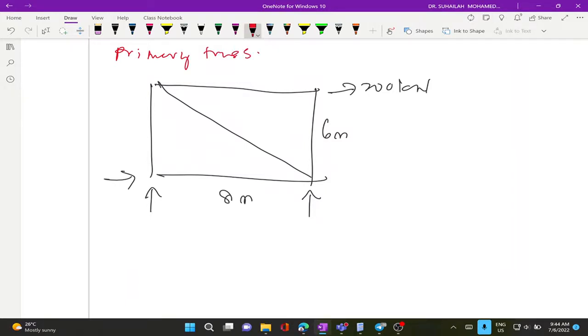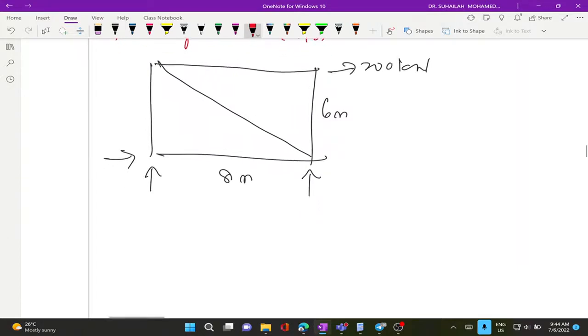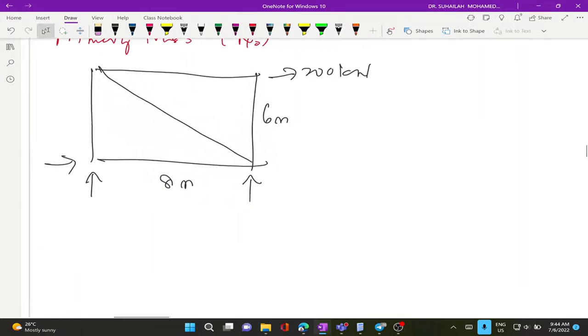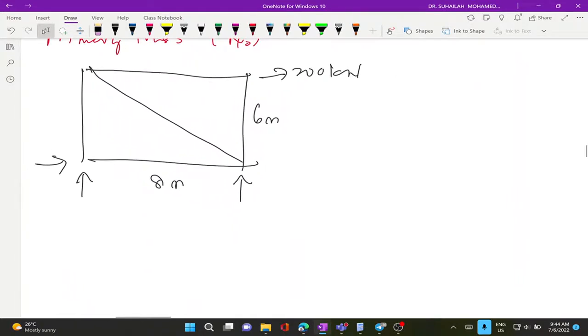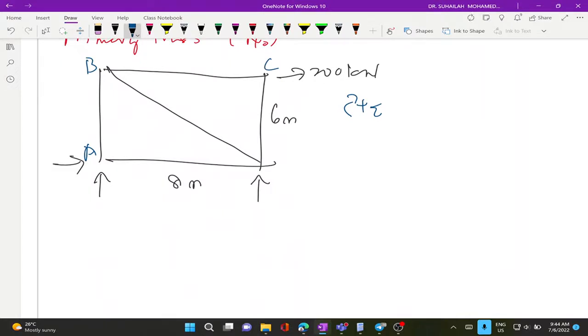In the primary truss, we will determine N naught. So we have to calculate the reactions. By taking moment, so we have A, B, C, D. By taking moment at A equal to 0.